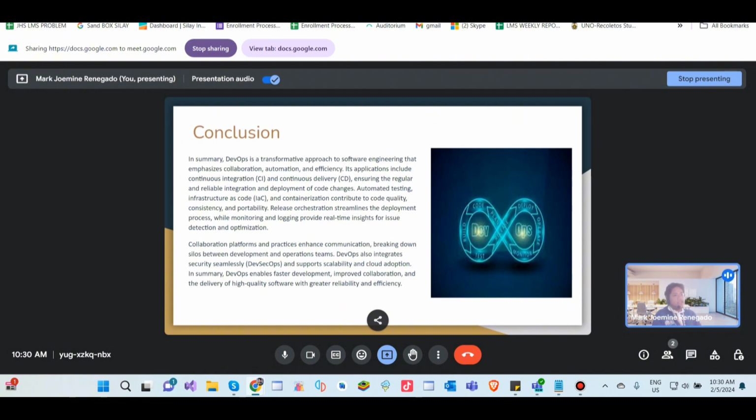Release orchestration streamlines the deployment process, while monitoring and logging provide real-time insights for issue detection and optimization. So collaboration platforms and practices enhance communication, breaking down silos between development and operations teams. DevOps also integrates security seamlessly, DevSecOps, and supports scalability and cloud adoption. So in summary, DevOps enables faster development, improved collaboration between development and operations, and the delivery of high quality software with greater reliability and efficiency.